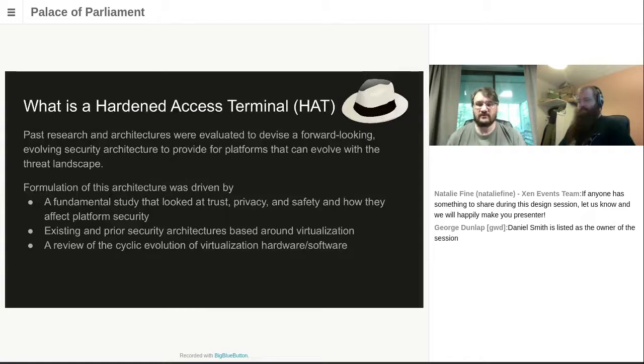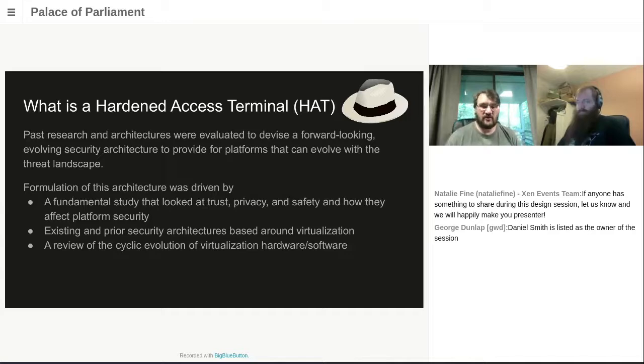So HAT. So what is the Hardened Access Terminal? It is a security architecture that has been developed from past research and that I have evaluated along with architectures that I've had experience with to try to devise a forward-looking architecture that can be evolving as the threat landscape changes, as well as the hardware and software domains evolve as well. The formulation of the architecture was driven by a deep study into a lot of academic work in terms of trust, privacy, and safety, and how they all affected platform security.